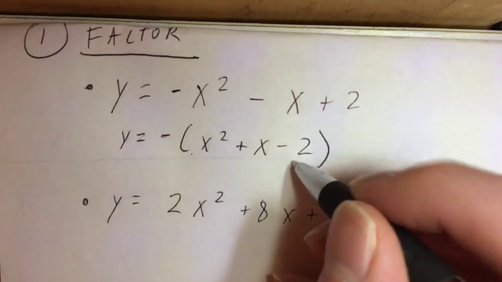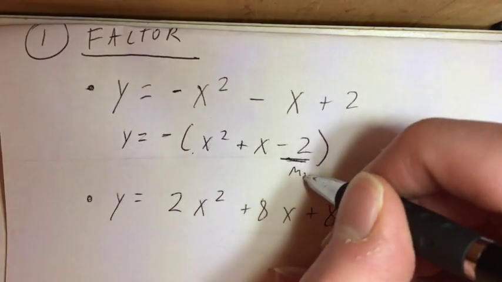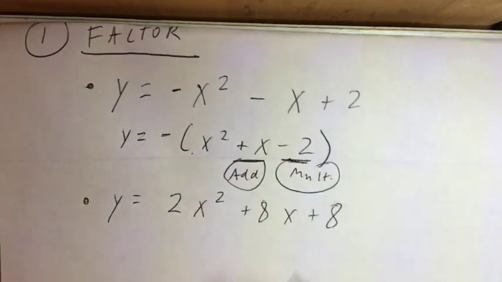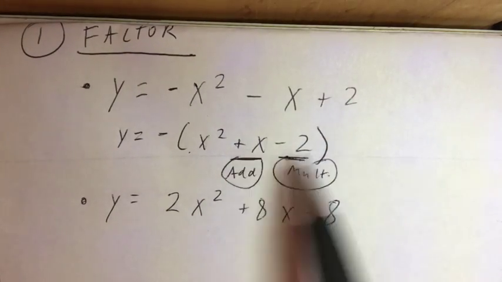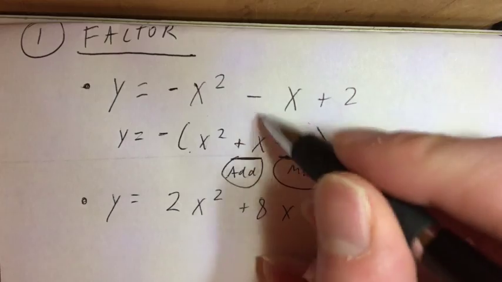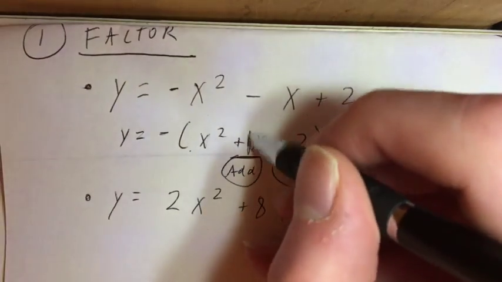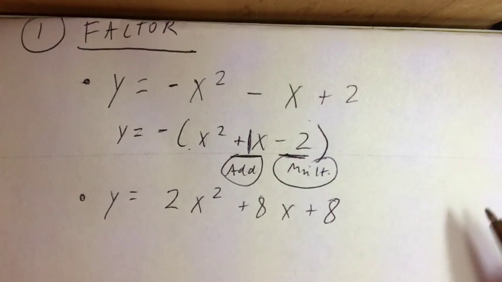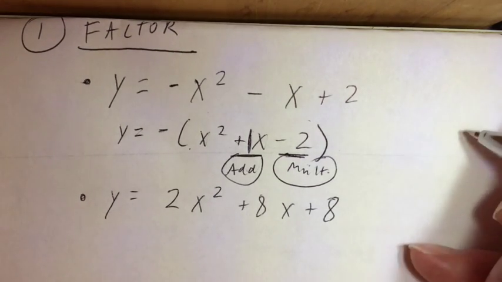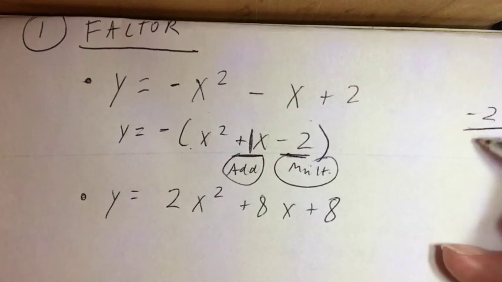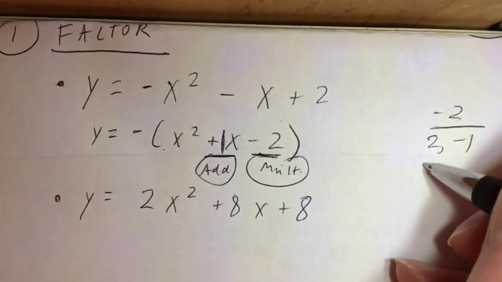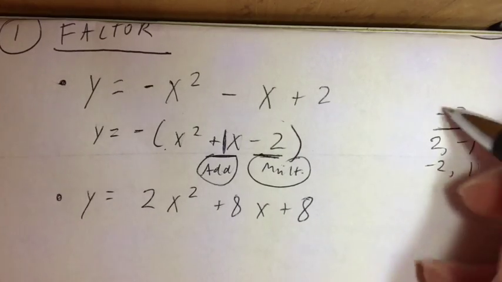For these, you always say to yourself, what multiplies to get the back number, and also adds to give me the middle? If there's no coefficient in front of the x, there's always kind of a 1 there, right? So you're trying to think of what multiplies to get you -2 but adds to get you +1. Off to the side, I like to list out my numbers that multiply to get -2. You really only have 2 options here: 2 and -1, and -2 and +1.